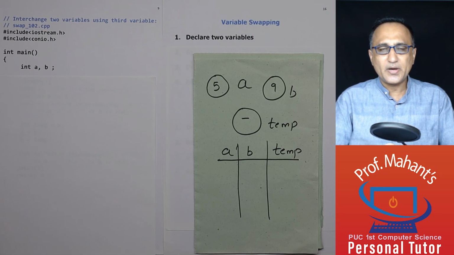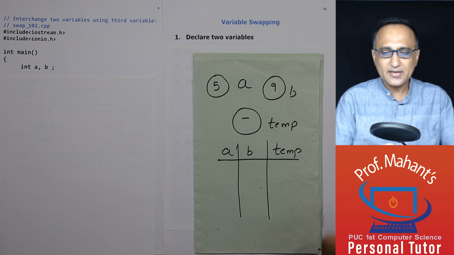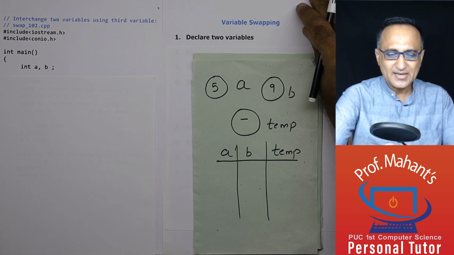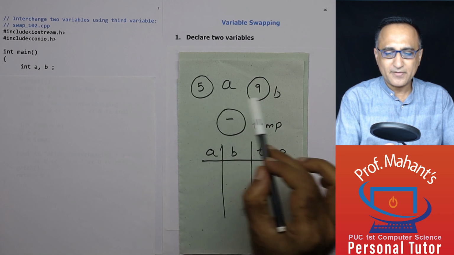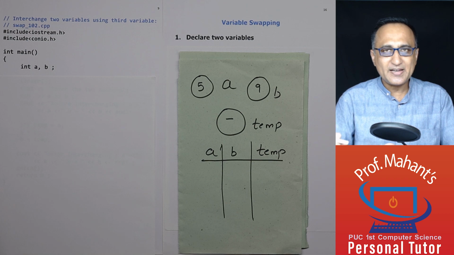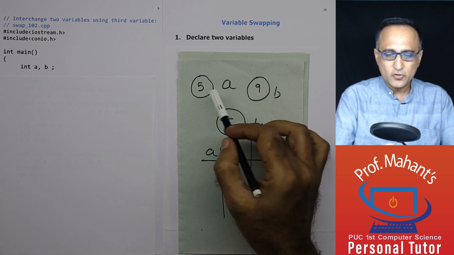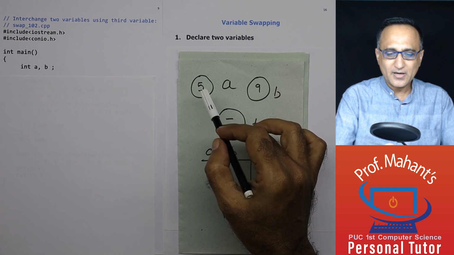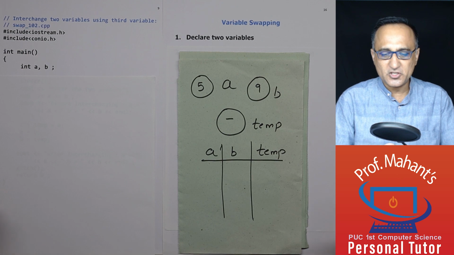We shall now take a look at how we can exchange the values in two memory locations. Let us say my first memory location A has the value 5. Second memory location B has the value 9. We have already done an algorithm for this where the value of 9 goes into A and the value of A, which is 5, goes into B. So the value gets exchanged.